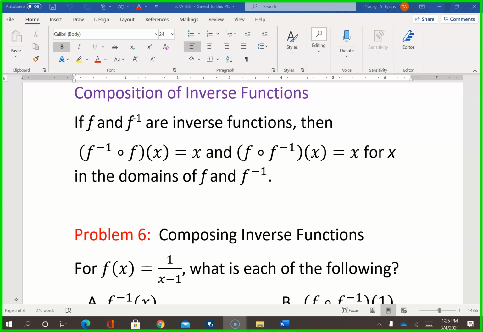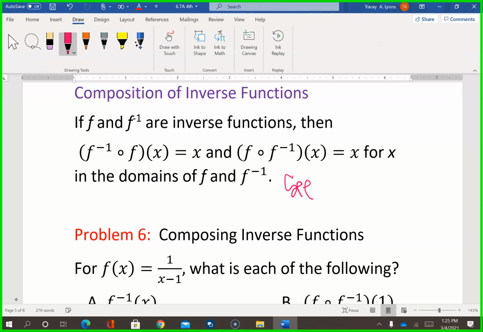If things are inverses of each other, if you put one function into the inverse and then the inverse into the function, you should get x both times. Okay, so I'm going to do one of those. I'm going to just do it way at the end.